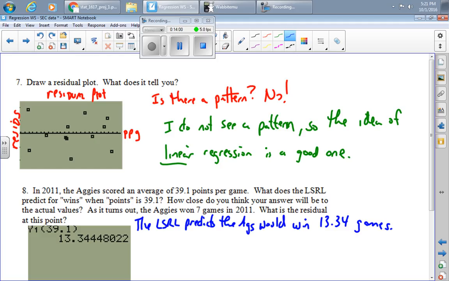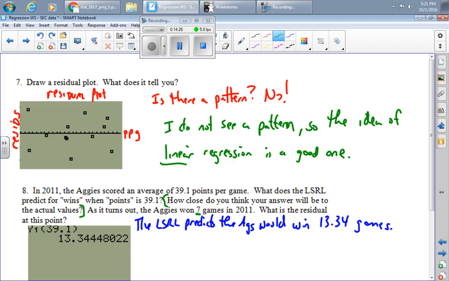Now, as it turned out, LSU had 13 wins that year and played the national championship against Alabama, who only had 11 wins. So clearly this equation is not working great for the Aggies. You could speculate why. It's irrelevant for the sake of doing this problem. You don't have to understand football or the SEC or anything, so don't spend a lot of time on that part. Now it says, as it turns out, the Aggies won 7 games. Oh, let me back up. How close do you think it will be?